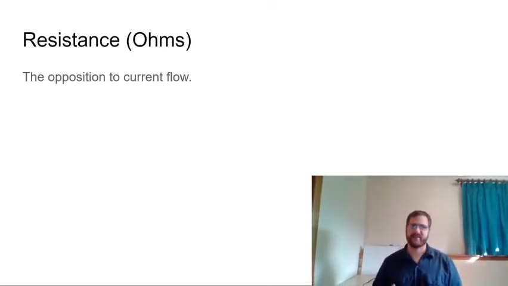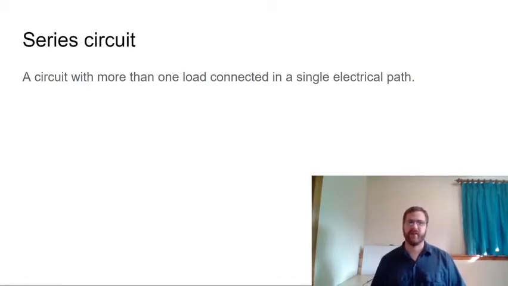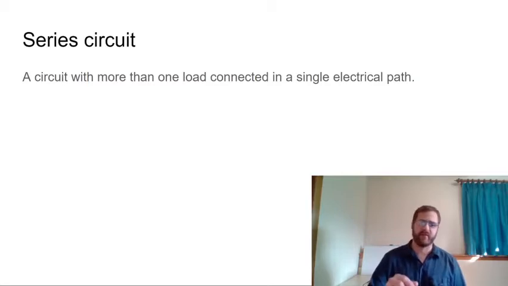So the resistance should be wherever the work is being performed by the electricity. And sometimes it's being performed where you don't want it to be. But where there's resistance, the electricity is doing work. So a series circuit is a circuit with more than one load connected in a single electrical path.